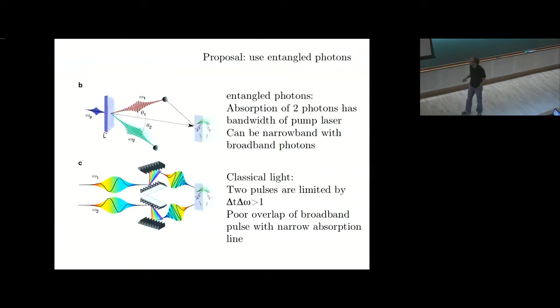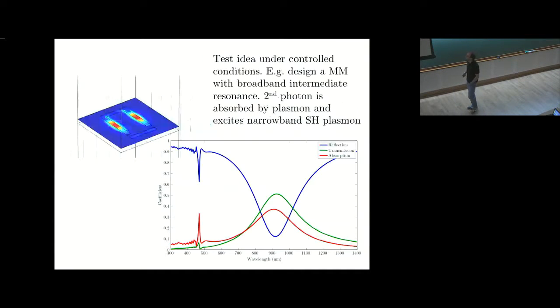So this is summarizing, again, this concept of classical light. The two pulses are limited by this relation. You have an overlap of broadband pulse and absorption line. You don't have this relationship with entangled photons. Okay? The final superposition really depends on the bandwidth of your pump laser. This is the key point here.